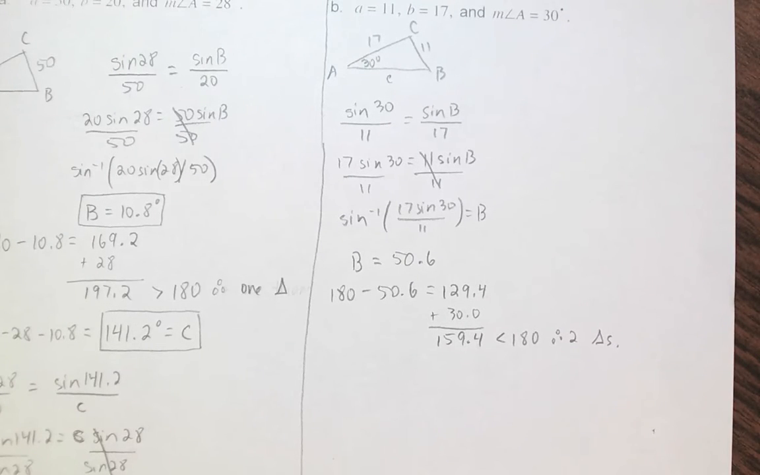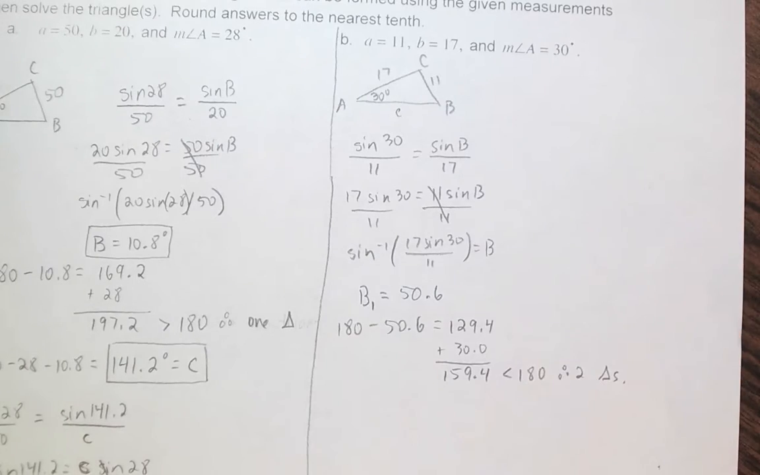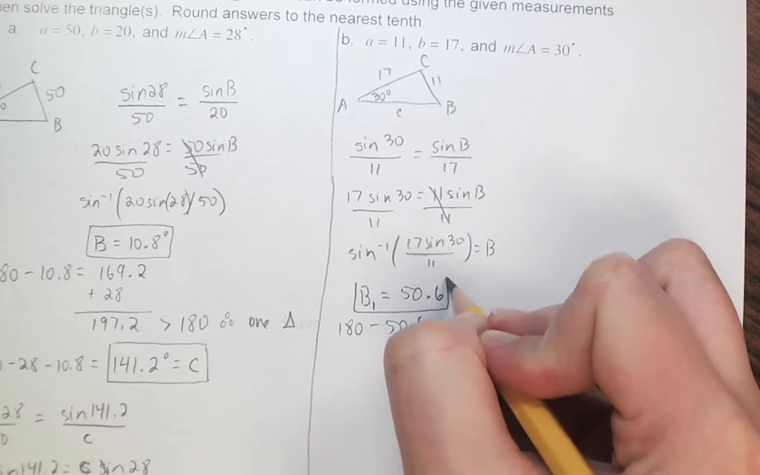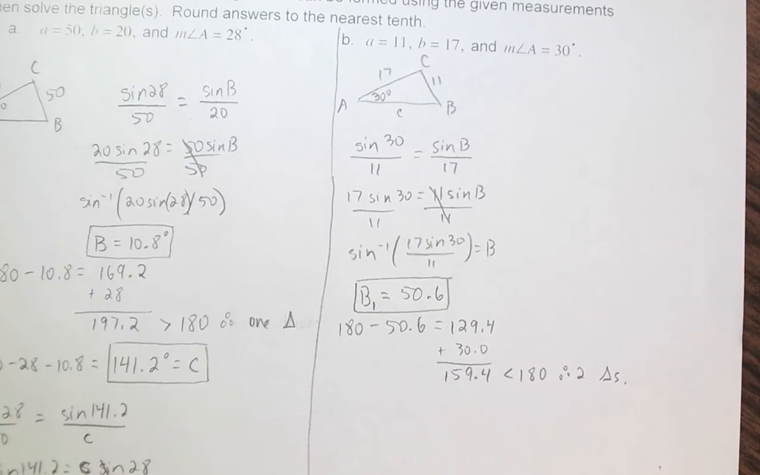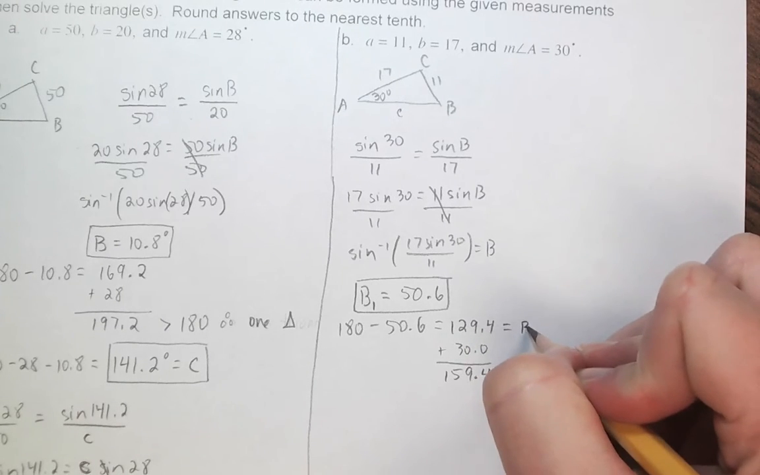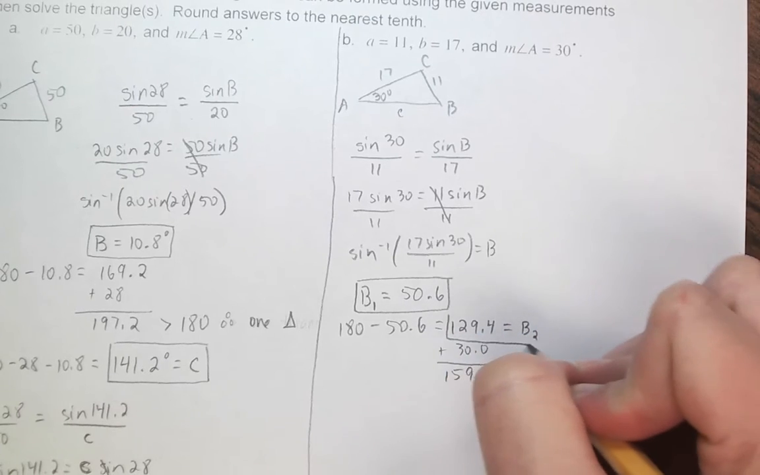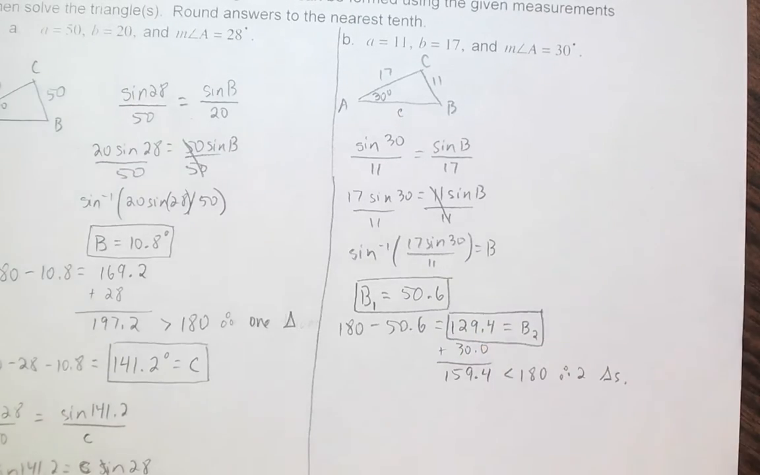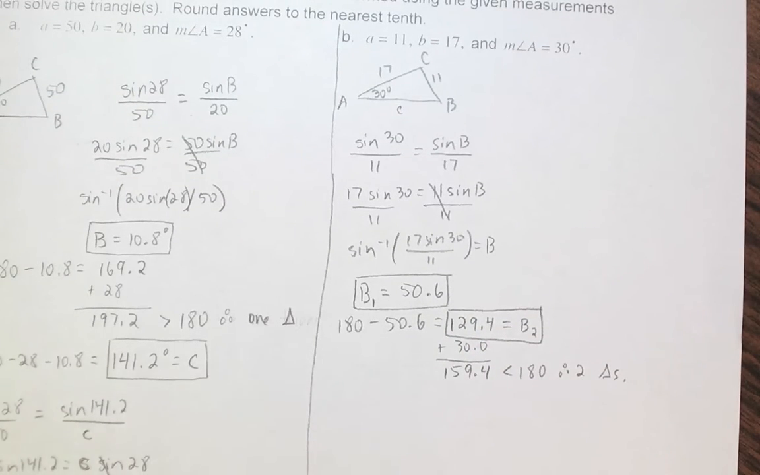Alright, so we've got a little bit of work to do. So this is my first angle, so I'm going to call that B1. This 129.4, that's going to be my second triangle. So that's actually going to be B2 here because this was my second possible angle. So I'm going to call that B2. Okay, so now I have two different things that are happening here.